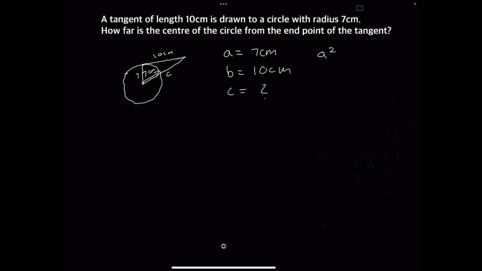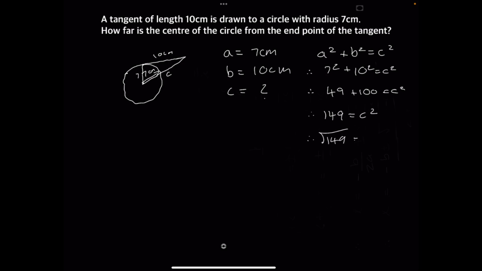So let's write down the formula. A squared plus B squared equals C squared. Therefore, 7 squared plus 10 squared equals C squared. Therefore, 49 plus 100 equals C squared. Therefore, 149 equals C squared. Therefore, root 149 equals C. Therefore, C is equal to 12.2 centimeters.